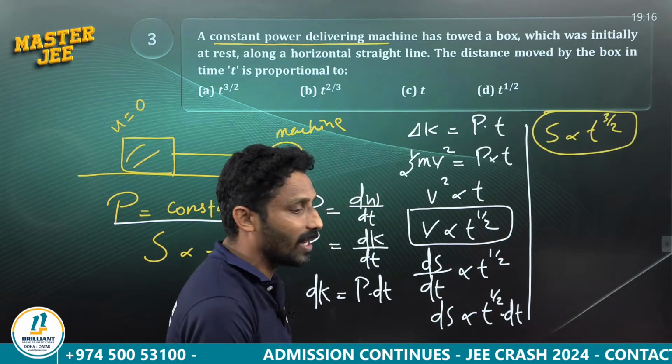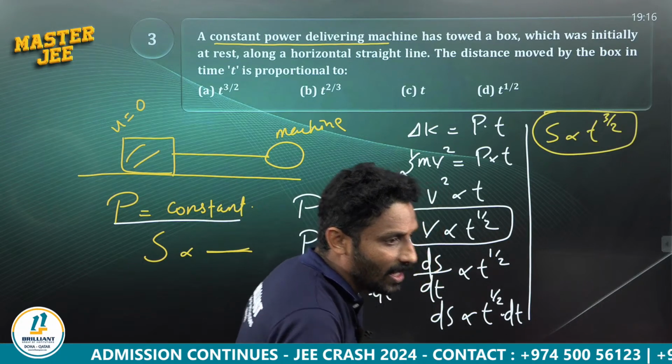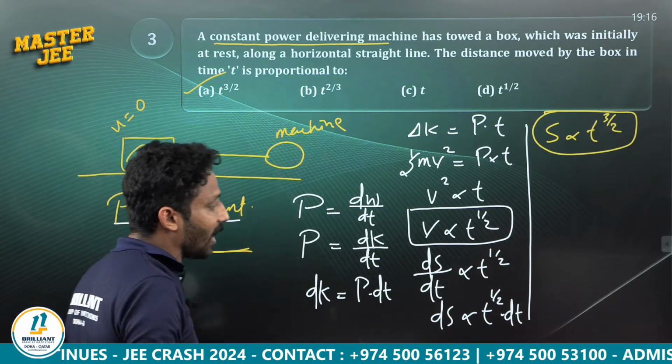This distance traveled is directly proportional to t raised to 3 by 2. Okay, thank you Ganesh. T raised to 3 by 2 is the answer, option A. Understood?